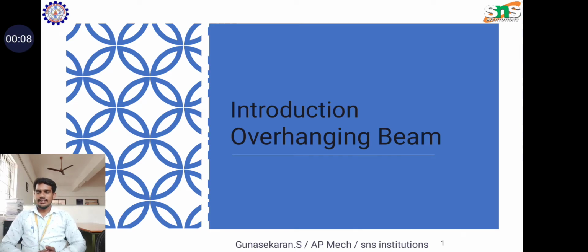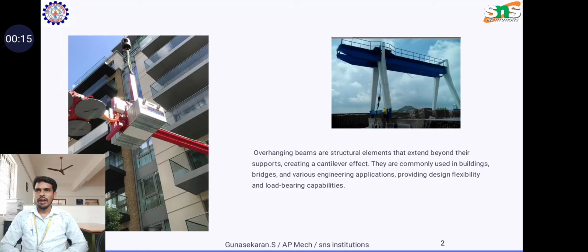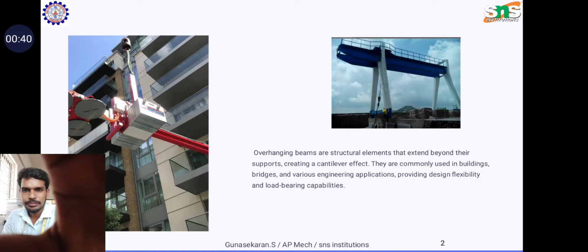Now we are seeing an introduction to overhanging beams. Overhanging beams are structural components that stick past the support to produce a cantilever effect. They offer design flexibility and load bearing capacities and are frequently utilized in bridges, buildings and other technical applications.